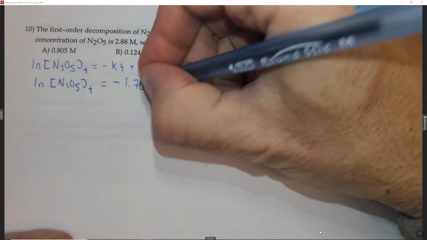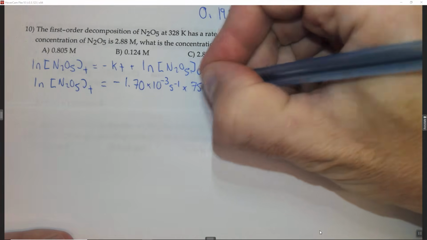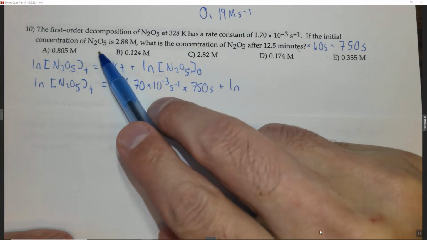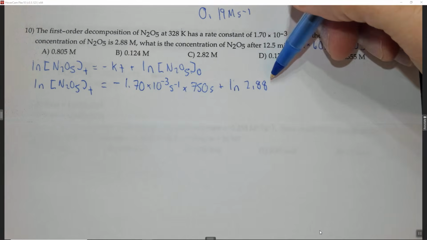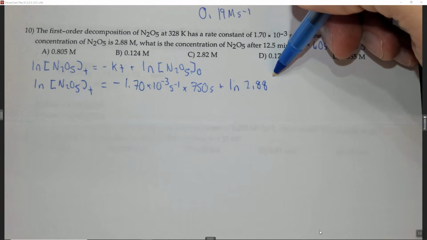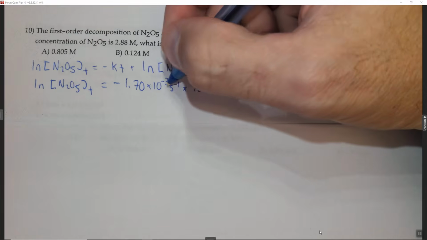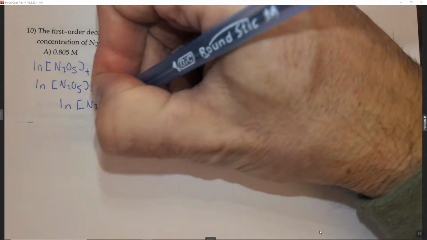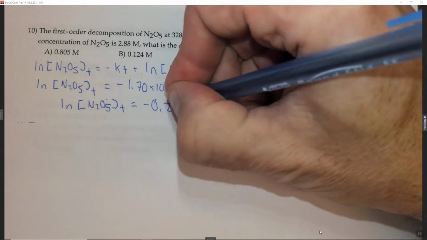1.70 times 10 to the minus 3 per second times 750 seconds, not 12.5 minutes, plus the ln of the initial concentration of N2O5, which is 2.88. Okay, now when you simplify this, if you take the ln of 2.88, you get 1.058. And then you multiply these two things together, you get negative 1.275. You then add those two things together, and you find that ln of the concentration of N2O5 at some t is equal to negative 0.2175.